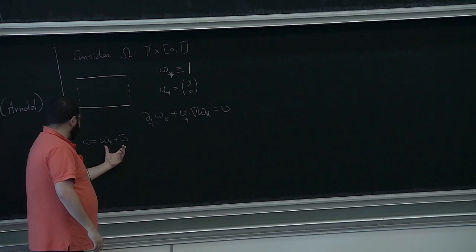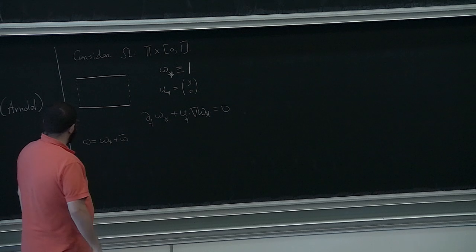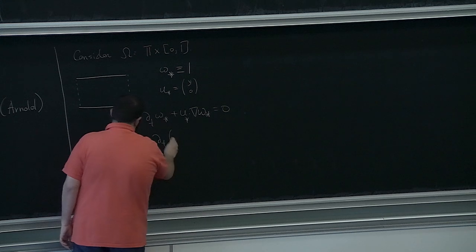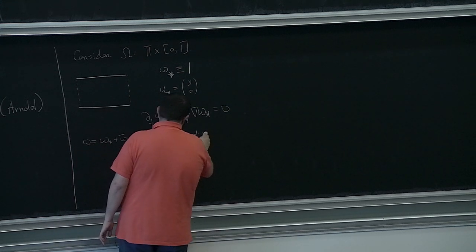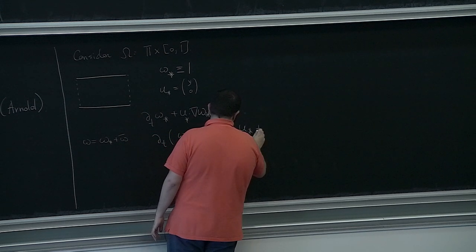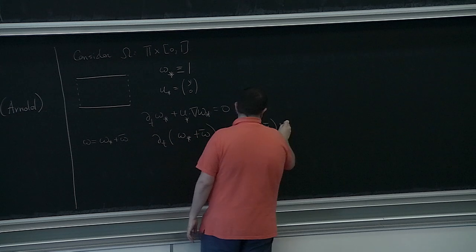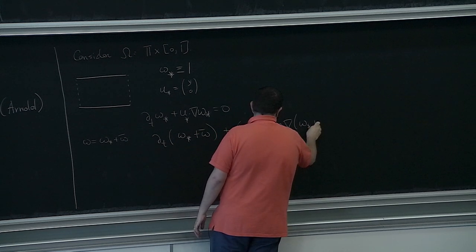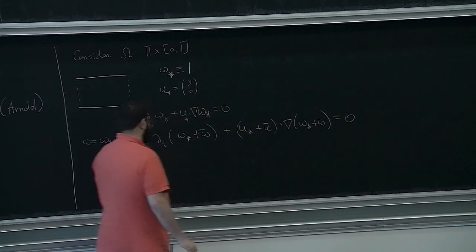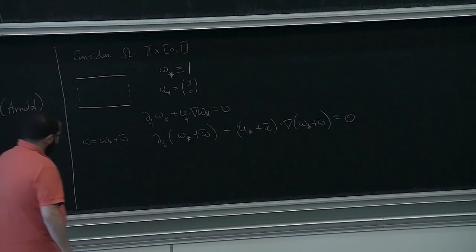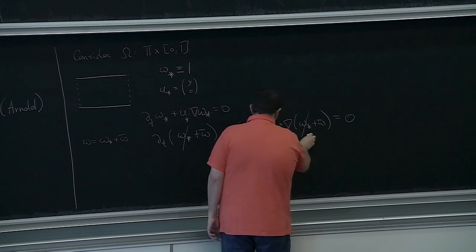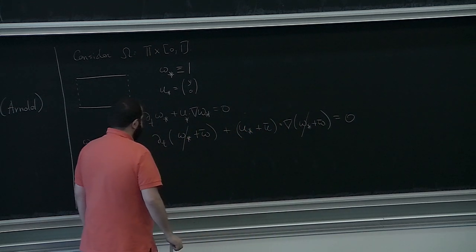So if you consider this particular case, I think Michele did this computation earlier. Now omega star is zero. The gradient star is always zero. And that's it.